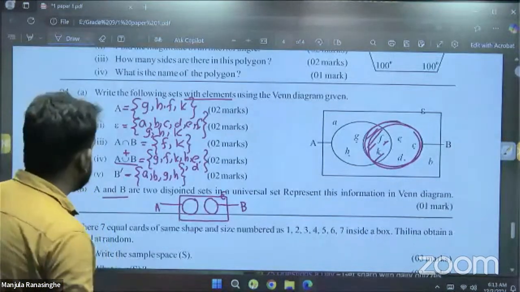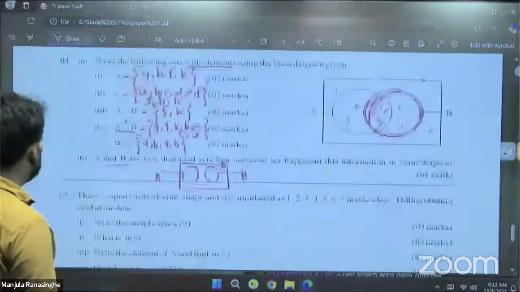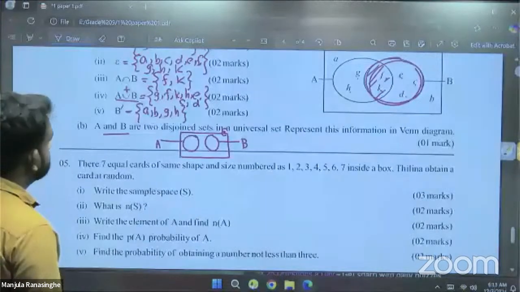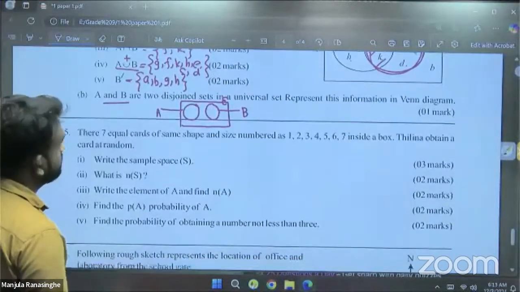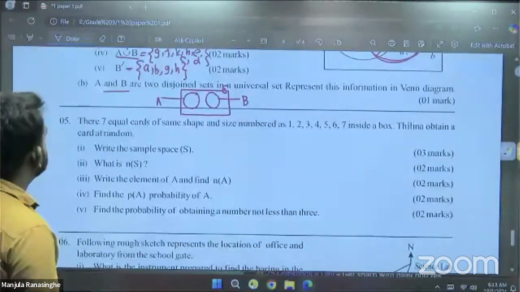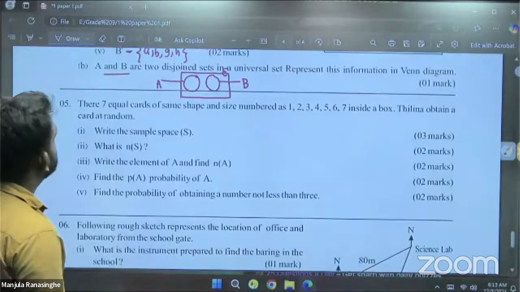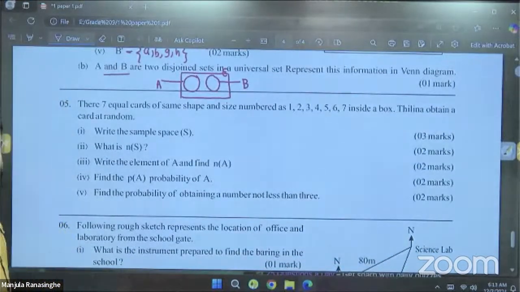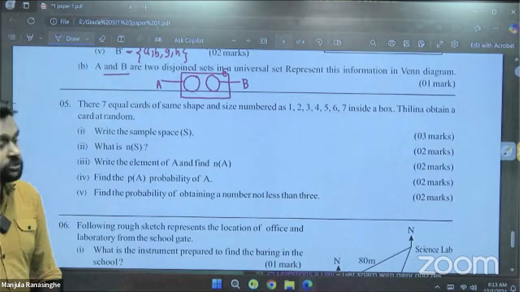Right. So here A and B are disjoint sets. Is that okay? Fine. Now we move to question number 5.